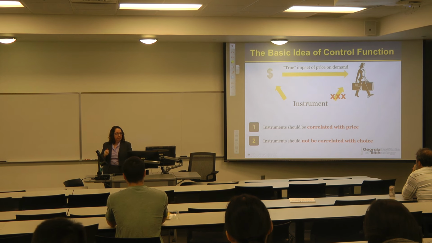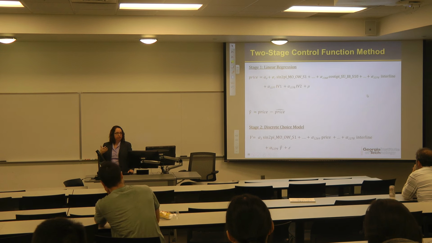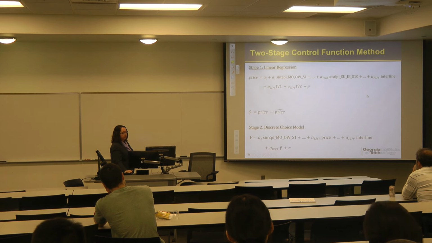So the key thing is that a lot of work has been done within the econ literature to look at these instruments, and I'll review them in a bit. But the way the two-stage control function method works is really quite simple from the mathematical perspective. The trick is finding these instruments.